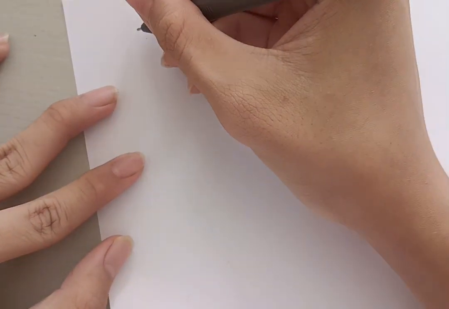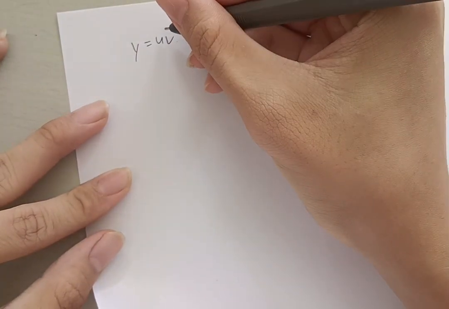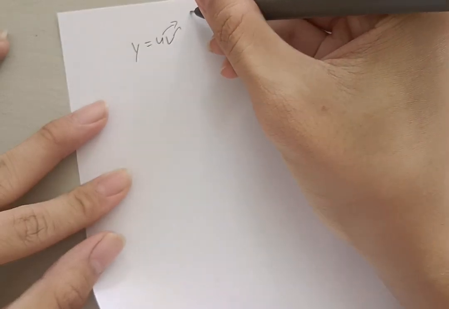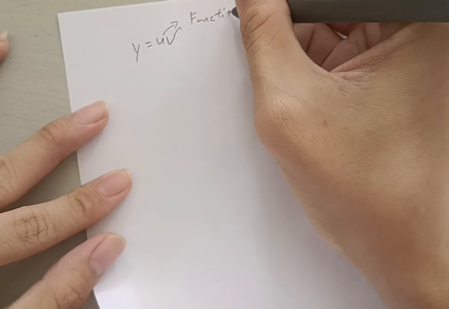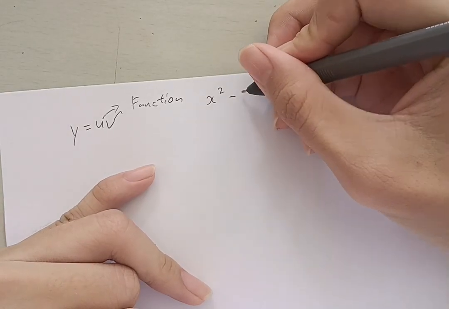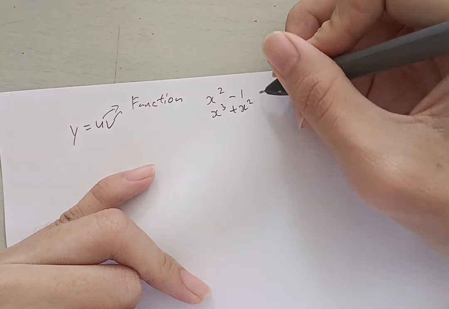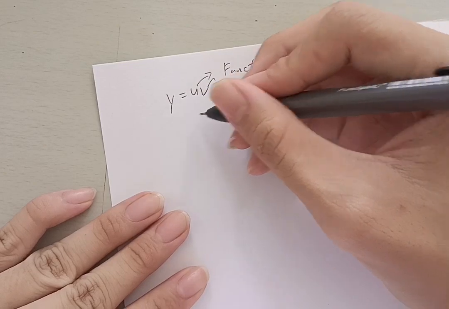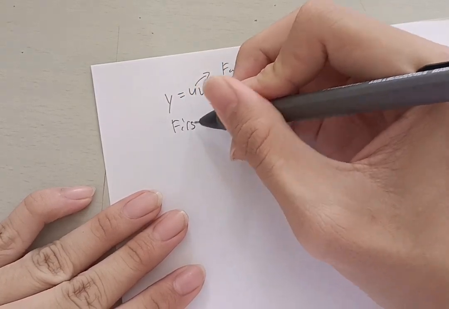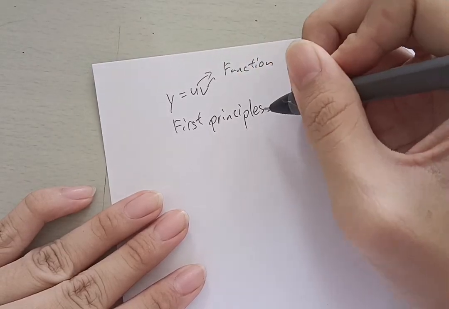So y equals uv. u and v here are functions. They can be any function, like x squared minus 1, x cubed plus x squared. It can be anything. So we're going to prove this using first principles.